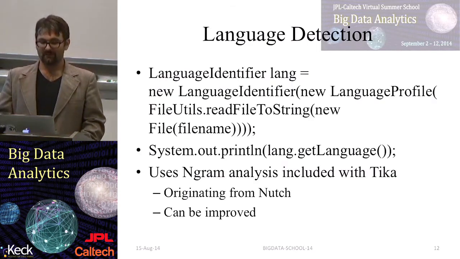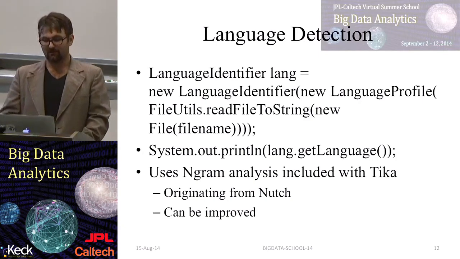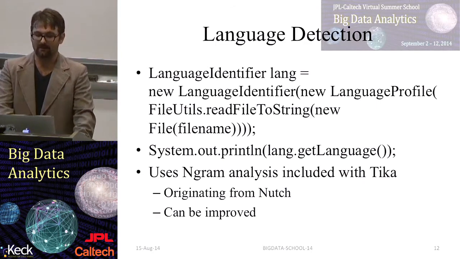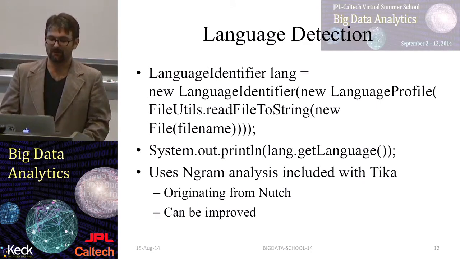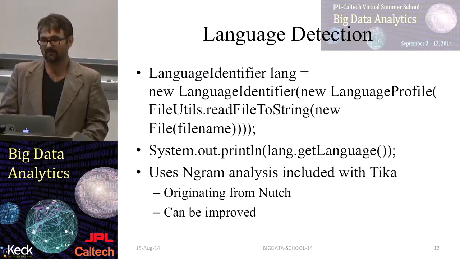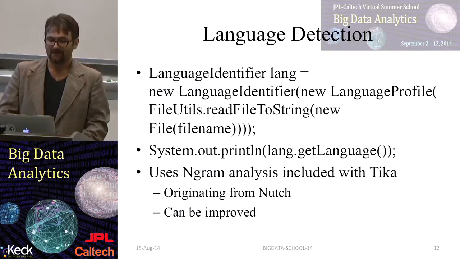How would you do language detection in Tika? Tika has a LanguageIdentifier class. You simply instantiate a new LanguageIdentifier. You give it a language profile. You give it some snippet of a file. You can either give it the text from all of the file of a particular language, or you can give it some snippet of text. And what the language identifier does is it compares that text for the file that you give it against its internal language model using n-gram detection, and spits out a language detection for a file.